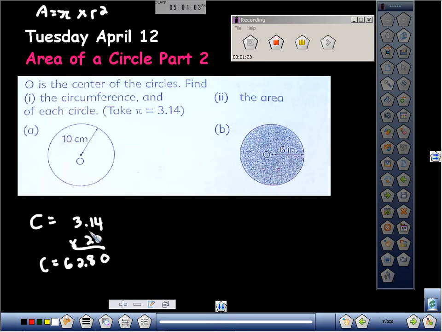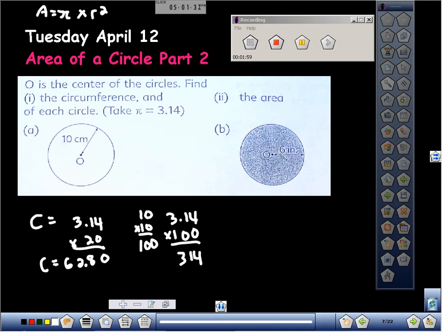Then we got to do area. And as we know, area equals pi times radius squared. We wrote it here. The radius is 10, so 10 squared would be 10 times 10, which is 100. So then we go pi, 3.14, times 100. If you remember the shortcut that I showed you, when you multiply by 10, you move the decimal once to the right. When you multiply by 100, you move the decimal twice to the right. So your answer here is going to be 314. Your circumference is 62 and 80 hundredths, and your area is 314.